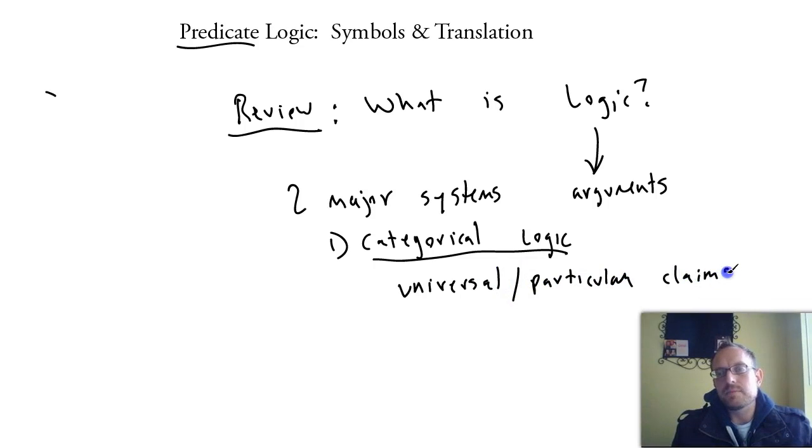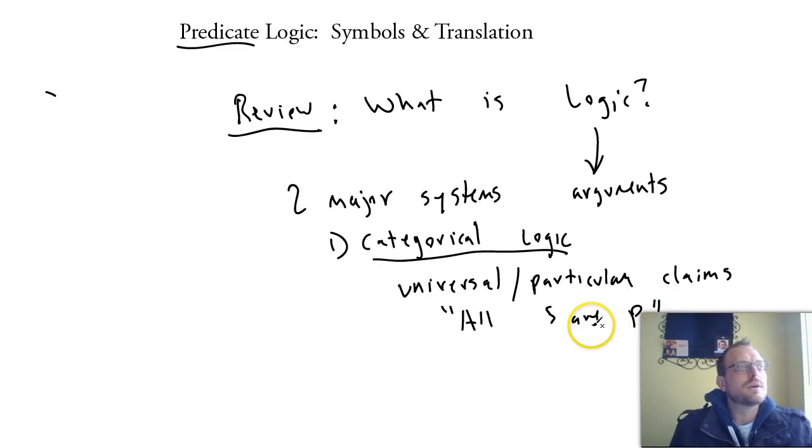Right? For instance, the claim all S are P, right? If I say, for instance, all lions are mammals, right? That's a universal claim, right? Or if I said that some lions are ferocious beasts, right? That would be a particular claim, okay?